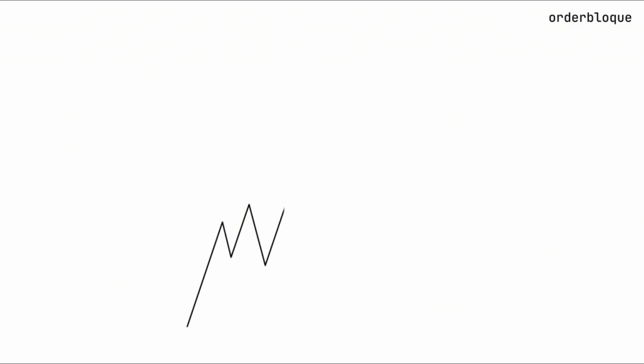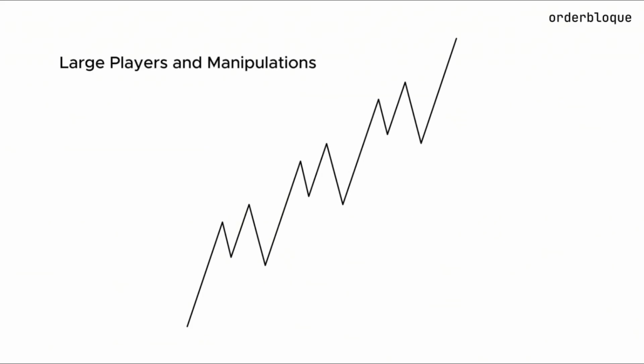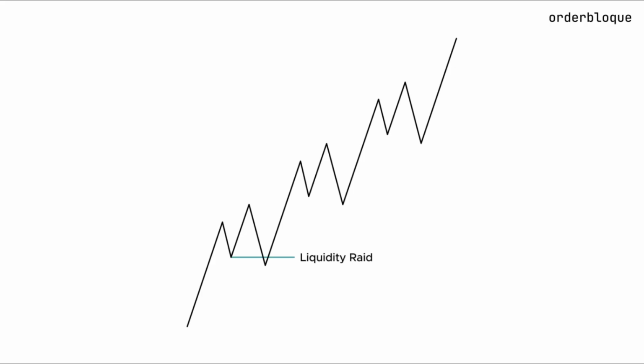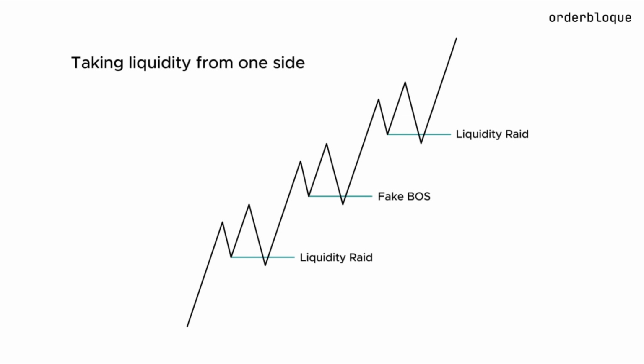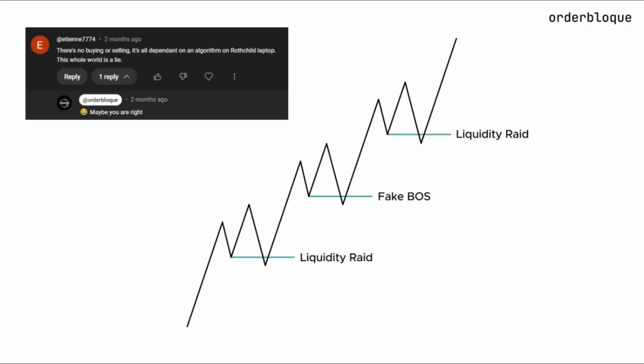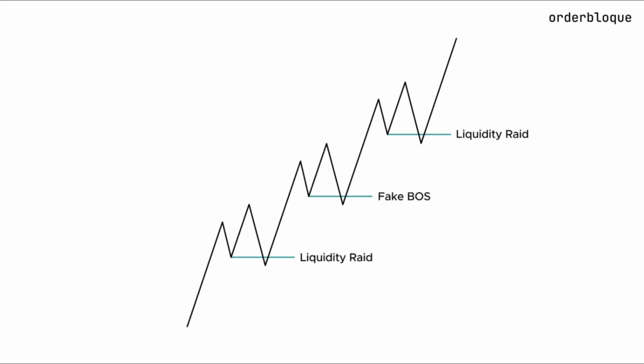Smart money differs in its understanding of order flow, as it is closely related to large players and manipulations stemming from their capital. Schematically, it looks something like this. Price regularly conducts liquidity raids, forms false structure breaks, but ultimately moves in the initial direction. That is, the main focus is on periodically taking liquidity from one side, which many perceive as deception, attributing it to algorithms from Rothschild's laptop and world government conspiracies.